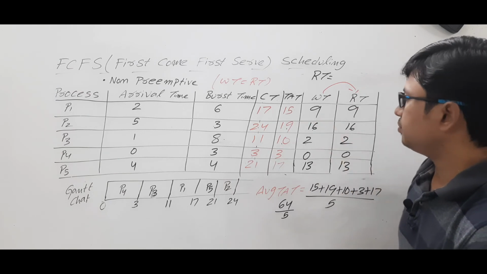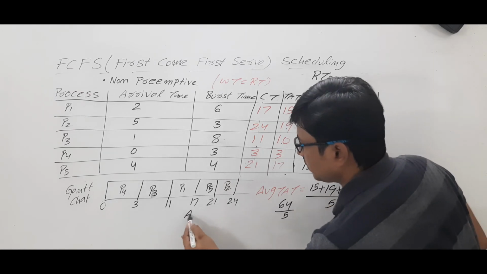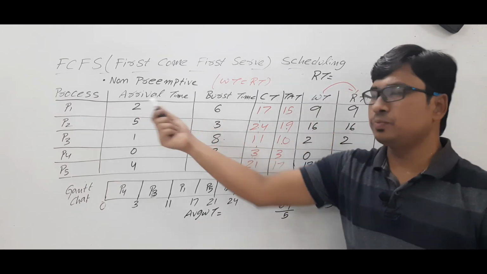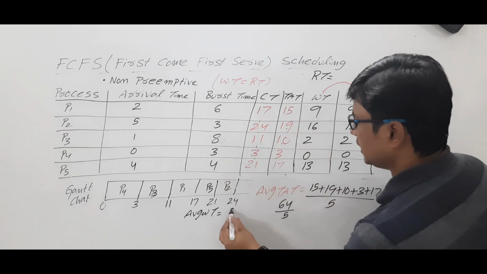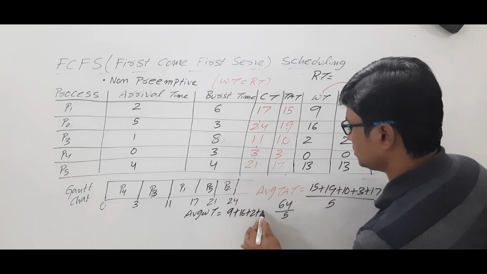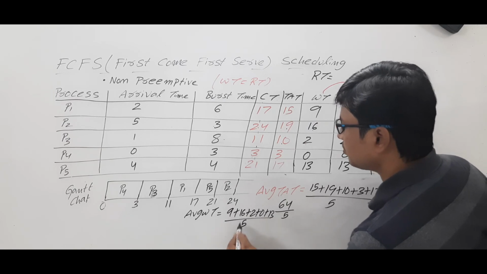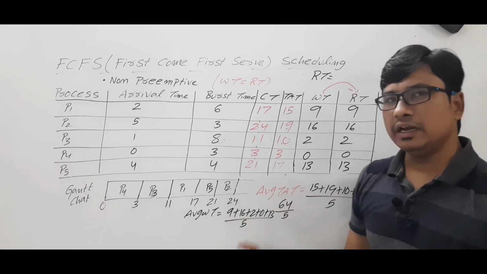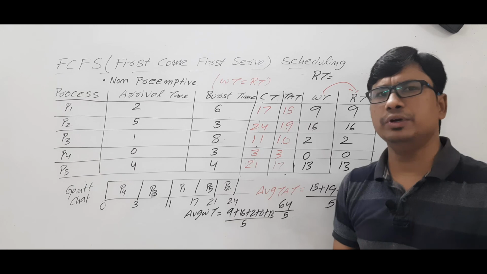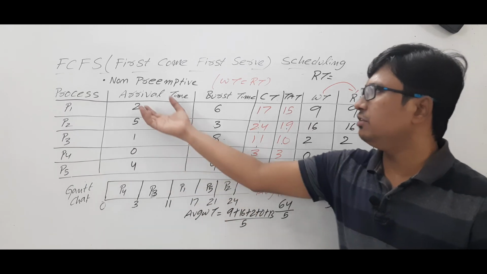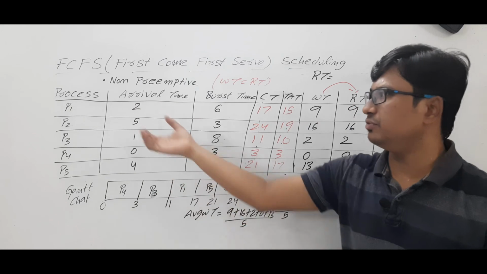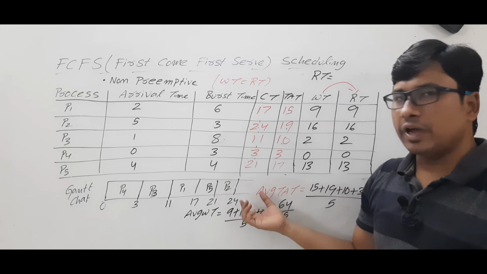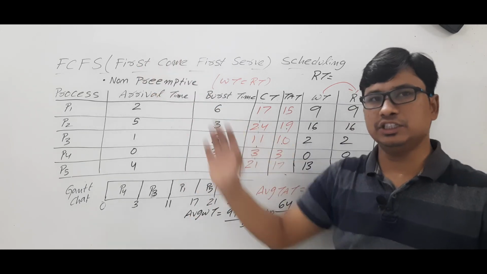Similarly, if they ask you to compute the average waiting time, you can compute it like this. The waiting time of each process, you compute the sum, which is 9 plus 16 plus 2 plus 0 plus 13, divided by the number of processes, which is 5. So this is the way you can compute the average turnaround time and average waiting time. Usually in any competitive exams or university exams, they will give you the arrival time and burst time of each process, and they will ask you the average turnaround time and average waiting time for a particular scheduling algorithm.